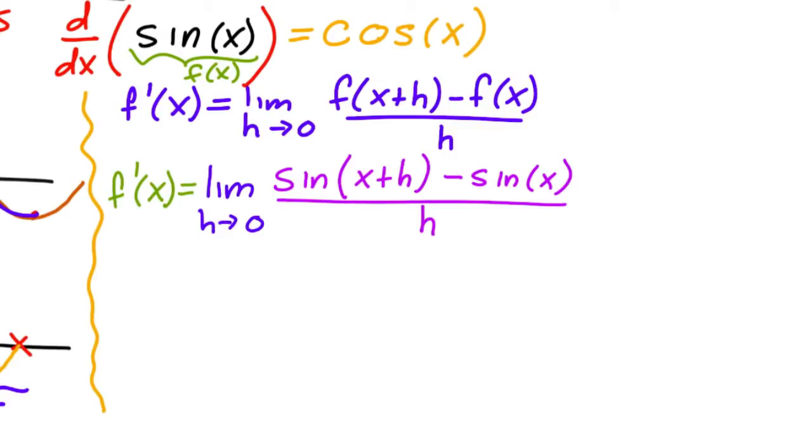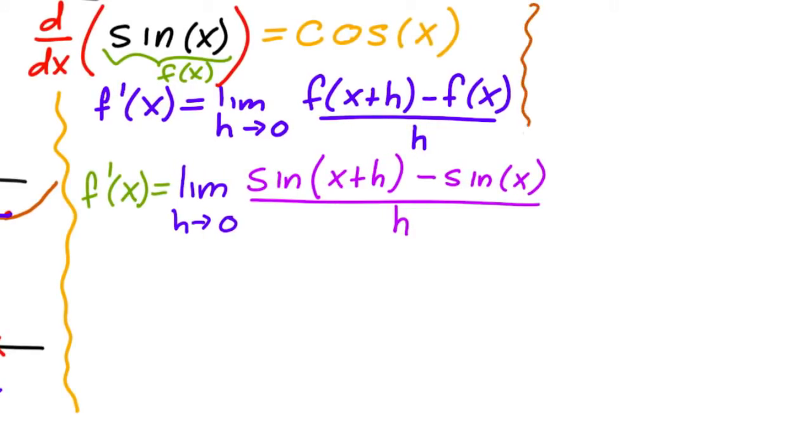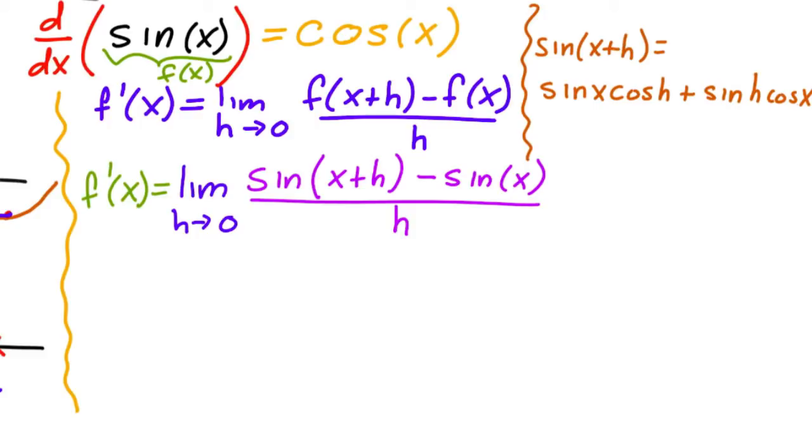Okay, so then you think, well, what can I do? Well, you might remember you have all these nice little identities. You might say, I think I remember having an identity for sine, the sum identity, that sine of x plus h is equal to sine of x cosine of h plus sine of h cosine of x.